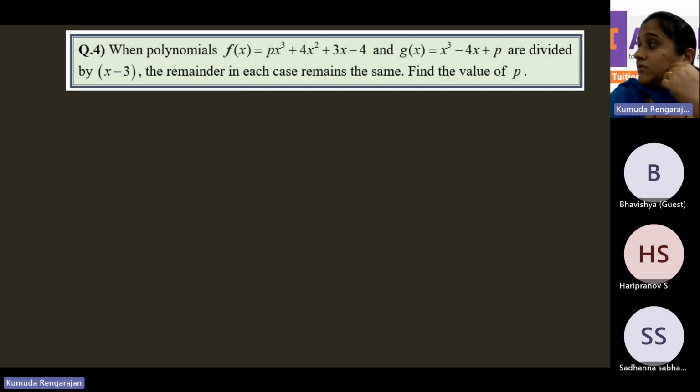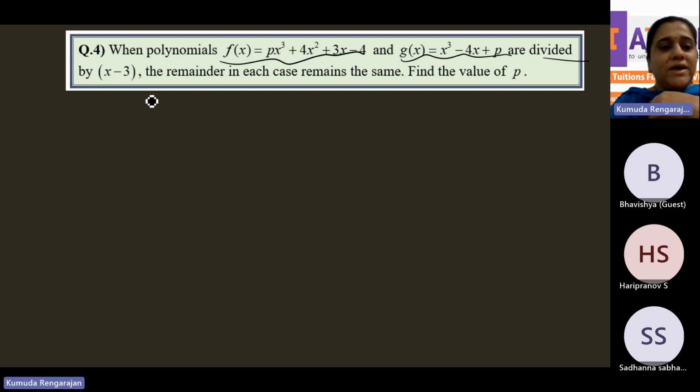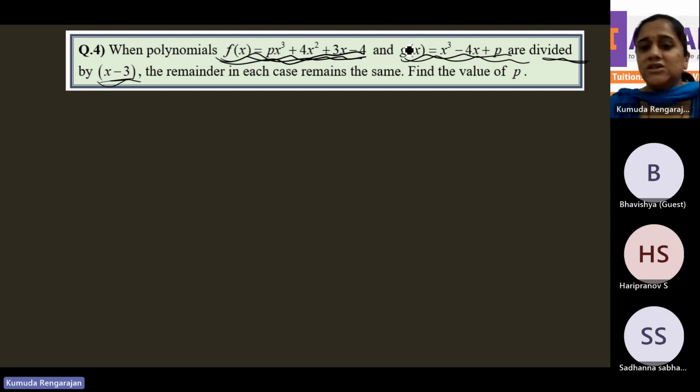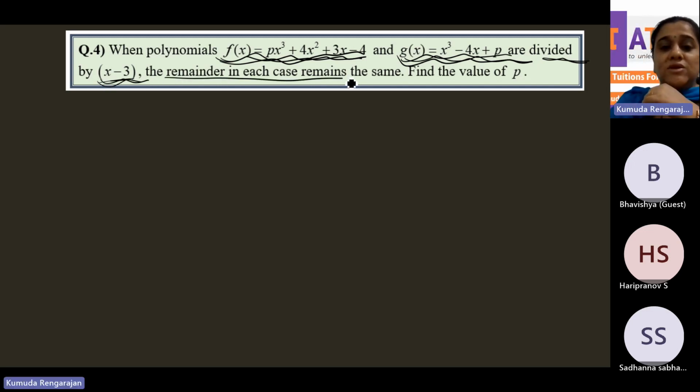All right. This is the next one. When polynomials f of x and g of x are divided by x minus 3, here there are two dividends and only one divisor. When both of them are divided separately by x minus 3, the remainder in each case remains the same. The remainder is the same in both the cases. Find the value of p.